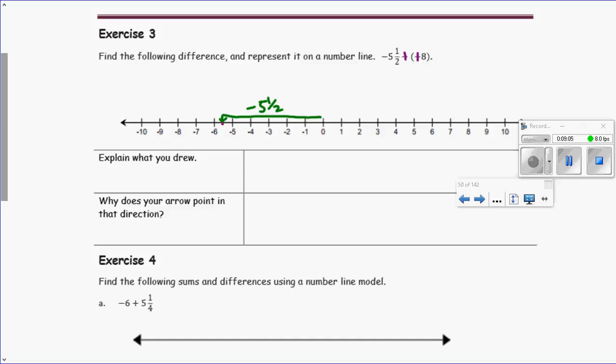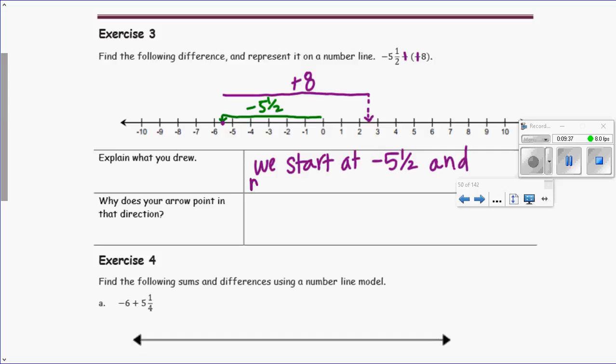So now I want to go to the right 8. Remember, we're starting at 5.5 though, so every time I move to the right a whole unit, I'm going to be ending up halfway between these. So let's go 1, 2, 3, 4, 5, 6, 7, 8, and I'm ending up halfway between 2 and 3. Okay, so if I go 8 to the right, we end up at 2.5. So we start at negative 5.5 and move 8 units right.